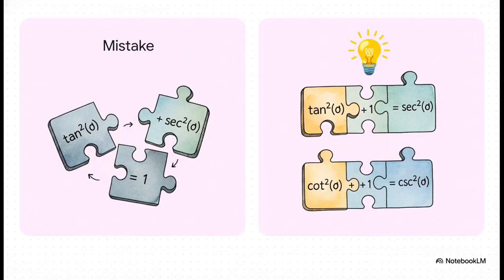Here's another common slip-up, just mixing up the second and third identities. It's really easy to do. A great way to remember it is that the number 1 is always paired up with tangent squared or cotangent squared. It's always 1 plus tangent squared or 1 plus cotangent squared. Keep that little rule in mind and you'll keep them straight.